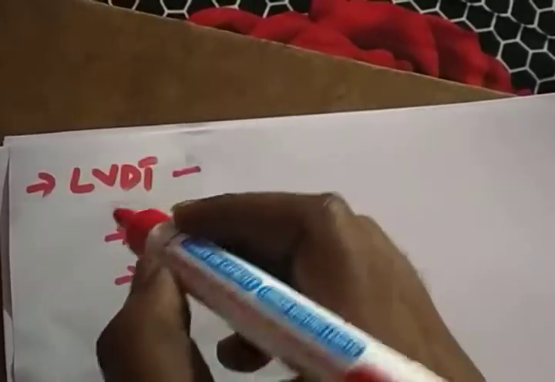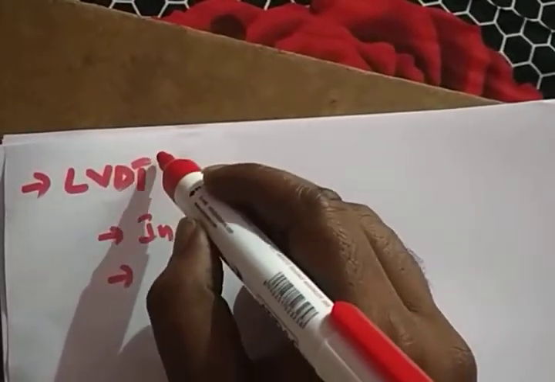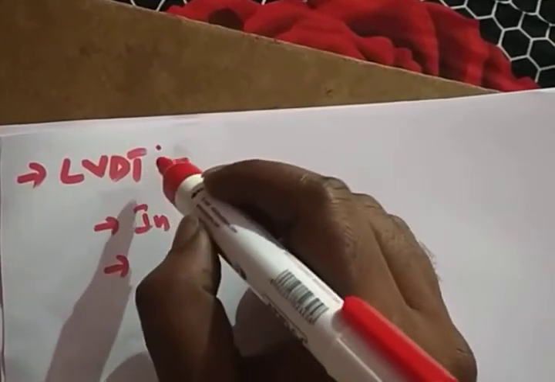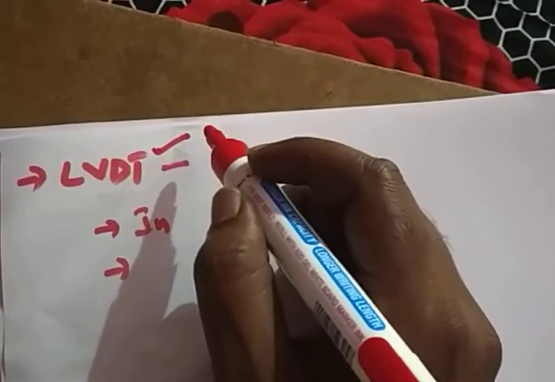The statement says that LVDT means linear variable differential transformer. Transformer means like a transformer, the LVDT also has one primary winding and two secondary windings. So what is differential? Differential means whatever output you are getting is the difference of the secondary voltages. You have two secondary voltages, so the output is equal to the difference in the two voltages.